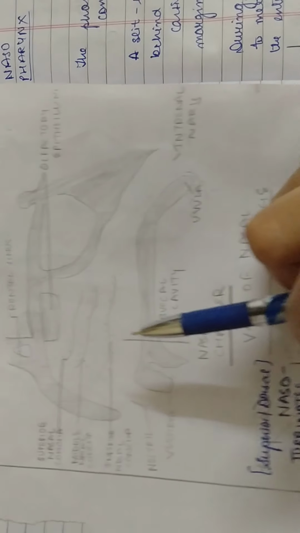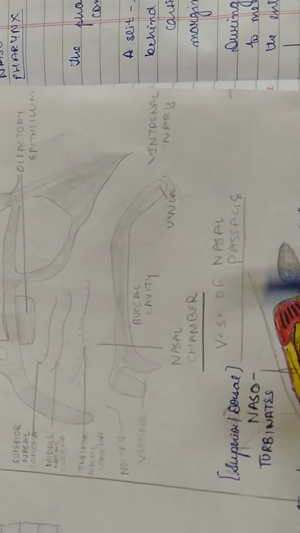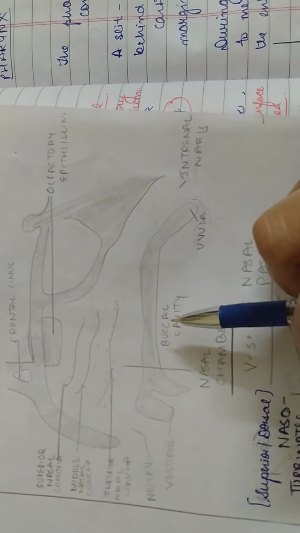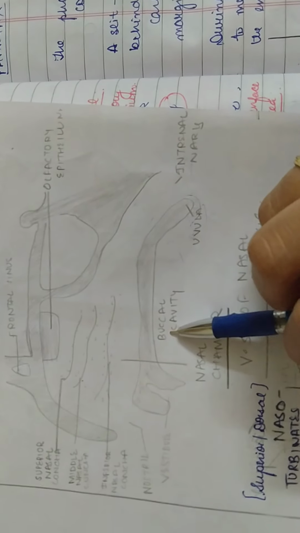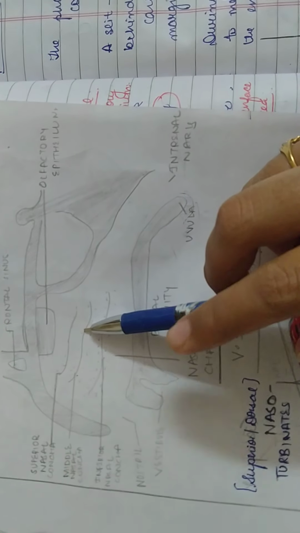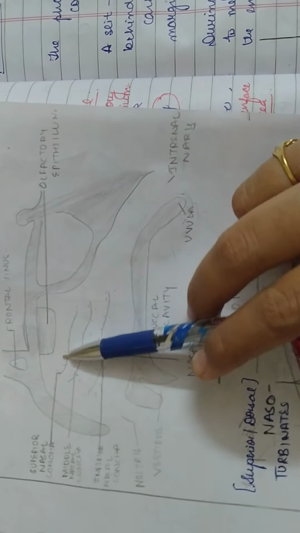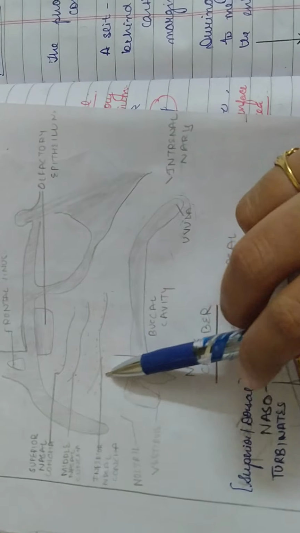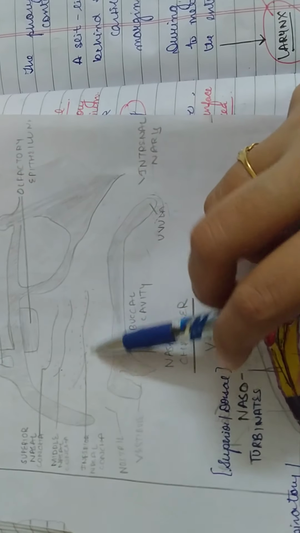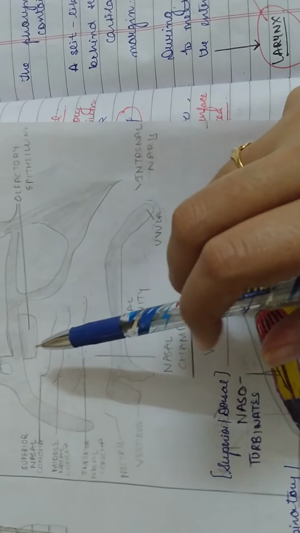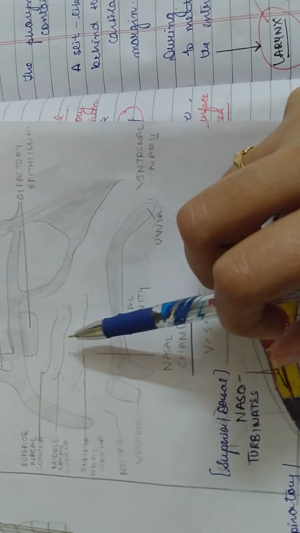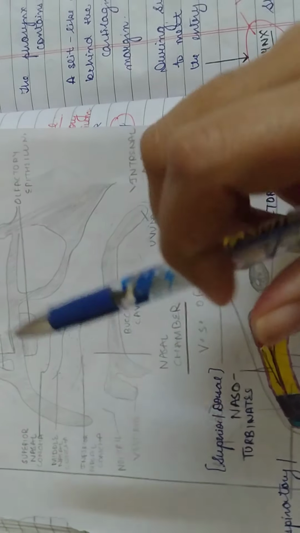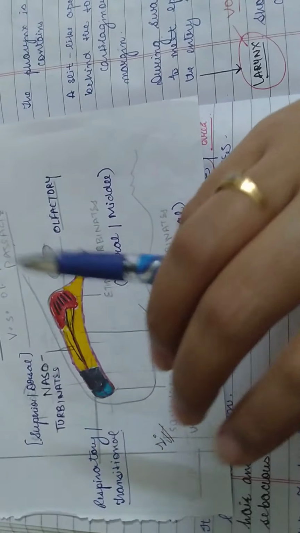So here's the diagram of the nasal passage. We can see that this is the buccal cavity. Above the buccal cavity, above the palate, there is the nasal chamber. This is the nasal chamber, in which there are three conchae. Firstly, it is divided into three regions.